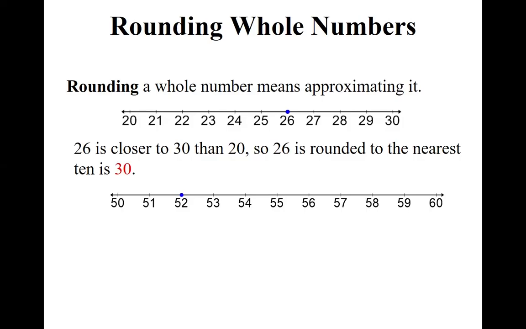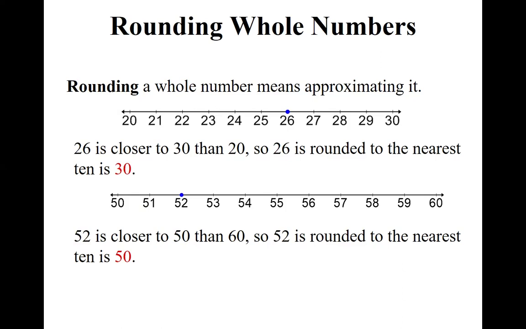A number line with a point at 52. The nearest tens to 52 are 50 and 60, and we're closer to 50. So 52 rounded to the nearest 10 is 50. So it looks like if we're on the right side, we go to the right. If we're on the left side, we go to the left.